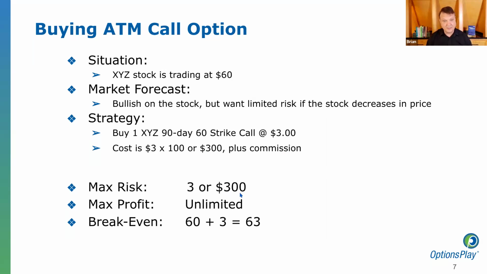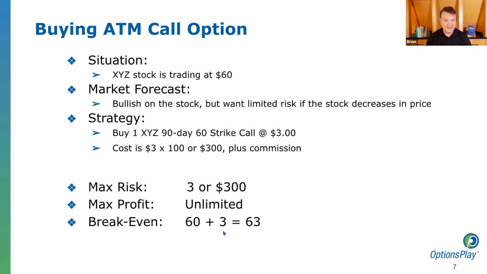If the stock goes up, that's great, and we make money on the option contract, no worries whatsoever. But if it goes down, the most that we can lose on this position is $300 if we buy one contract, and then we have unlimited profit potential because we have the right to buy the stock at 60. And if we do buy this option contract, though, we want the stock to at least get to 63.